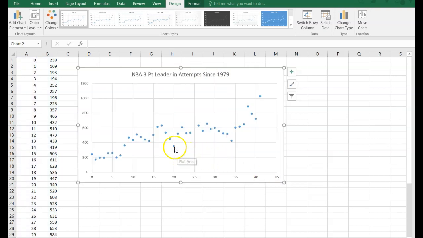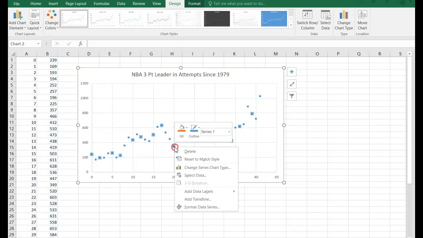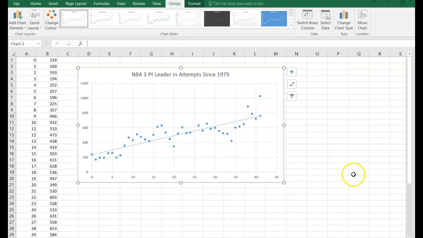I can right click any data point and add the trend line. When I add the trend line, I also want to add the equation on the chart and display the R squared. So there is my data.